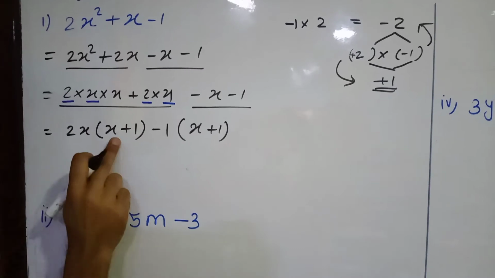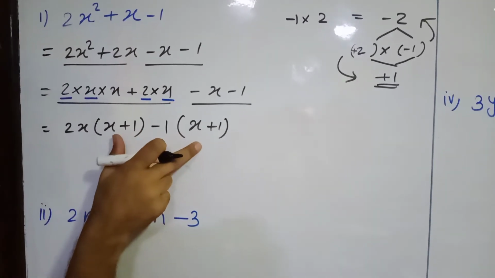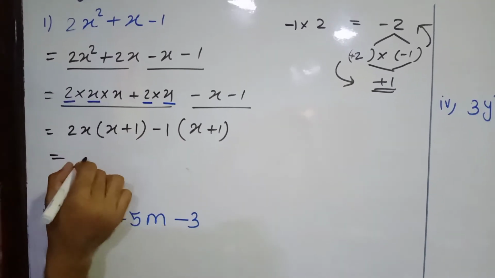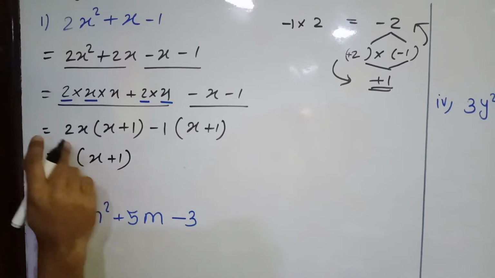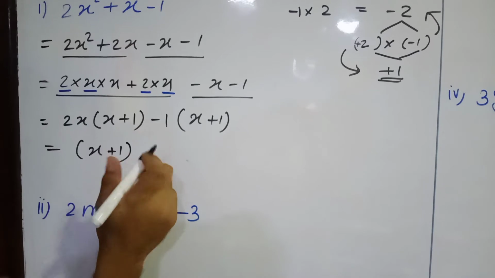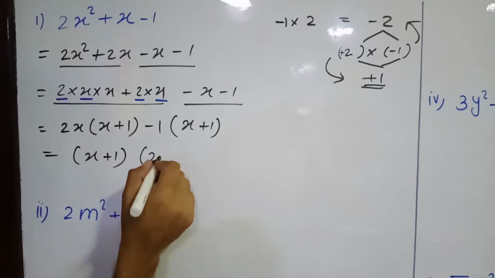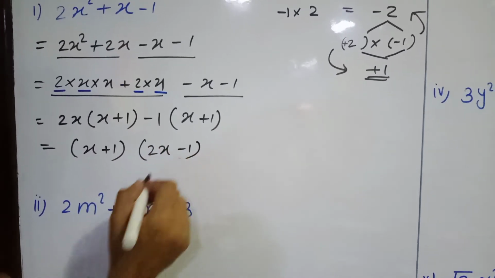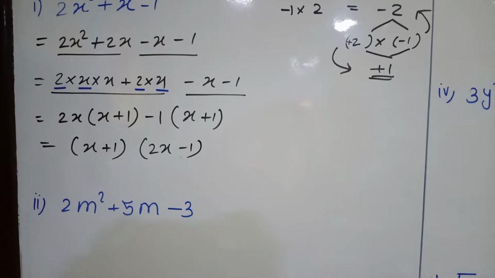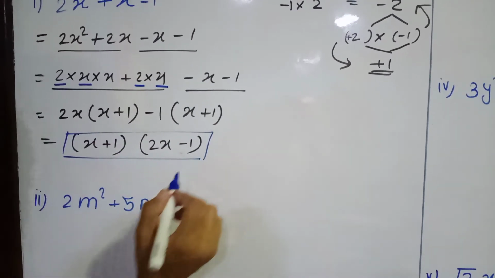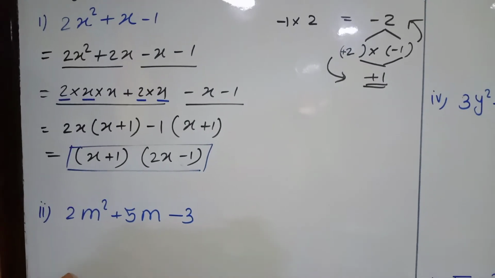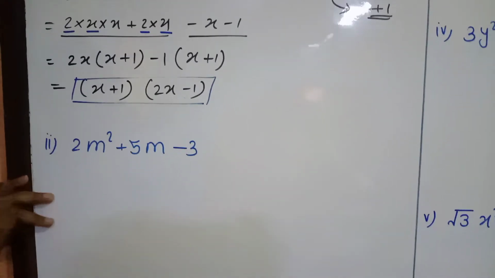And one more thing: both of these brackets should always be the same. In the next step, because these two are the same, we write x plus 1 once. The remaining two terms we put in another bracket, that is 2x minus 1. Now we have the two brackets. This is nothing else but our answer. Just bracket it. Let's come to the second one.